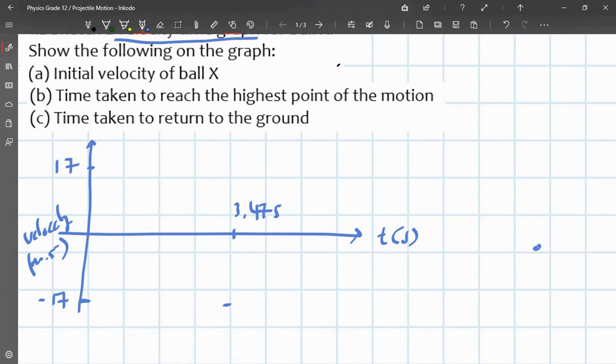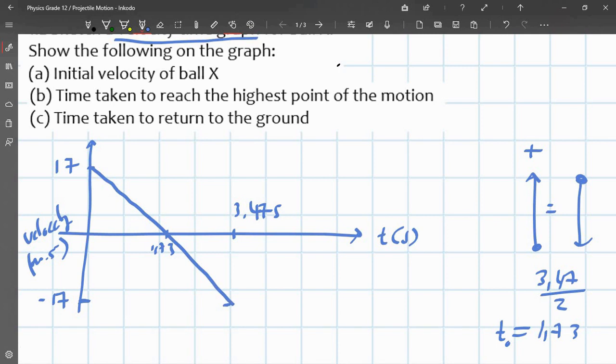And we know that the time from the bottom to the top is equal to the time from the top to the bottom. So all we have to do is take the total time, which is equal to the time to the top plus the time to the bottom, and divide it by 2. So we take 3.47 divided by 2, and we get the time to 0 to be equal to 1.73. So all you do is you get 1.73 here, and all you have to do is really just show the graph, and that's it.